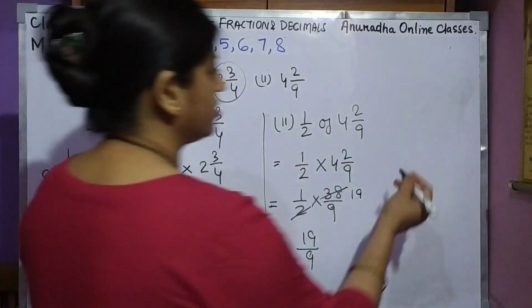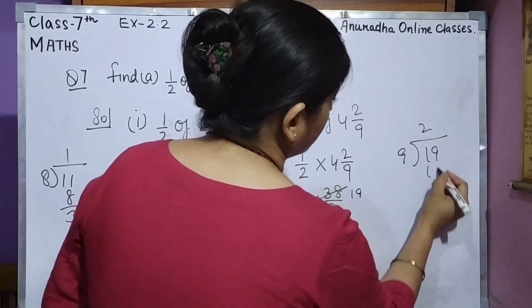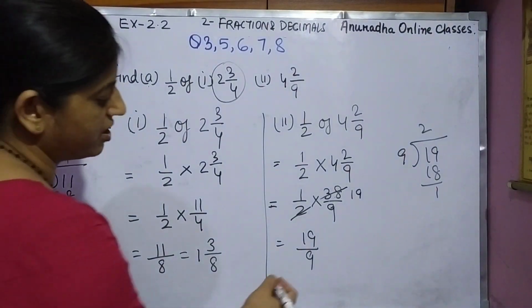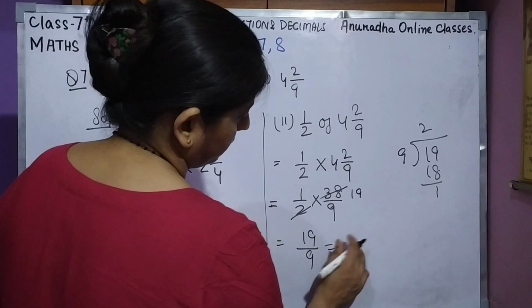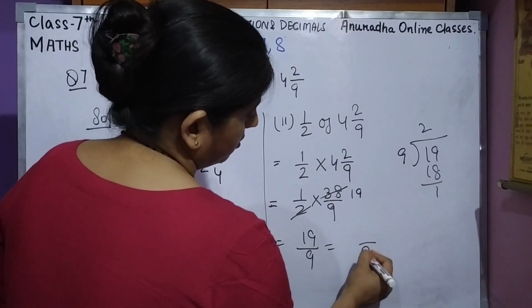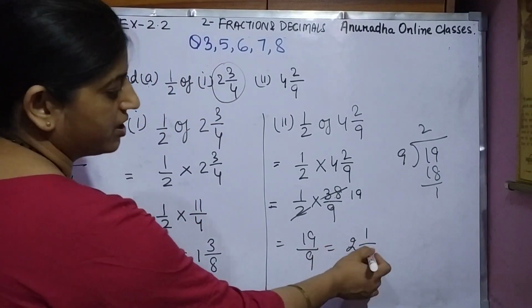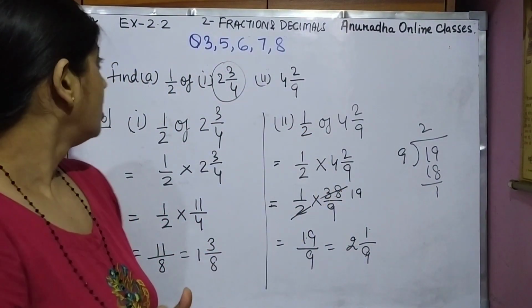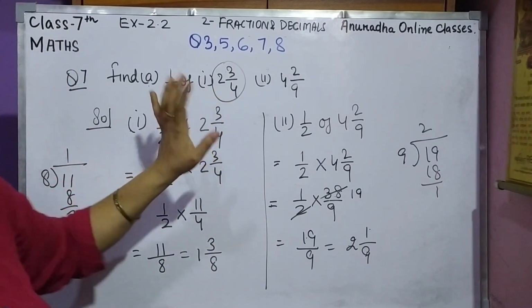Now see, again this is an improper fraction. फिर से हमें इसको convert करना पड़ेगा. 9 2s are 18, 1 is left. Remainder is 1 and quotient is 2. 2 nines are 18 plus 1 is 19. 19 by 9. So in this way, you will do the other part of question number 7.